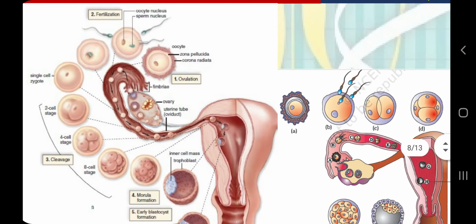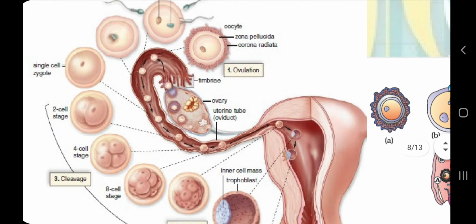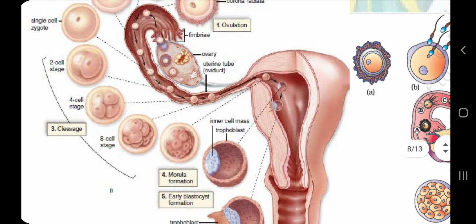See, when the zygote divides and makes an embryo, you see here, the embryo is dividing: 2 cell stage, 4 cell stage, 8 cell stage, then it has become morula, then blastocyst.